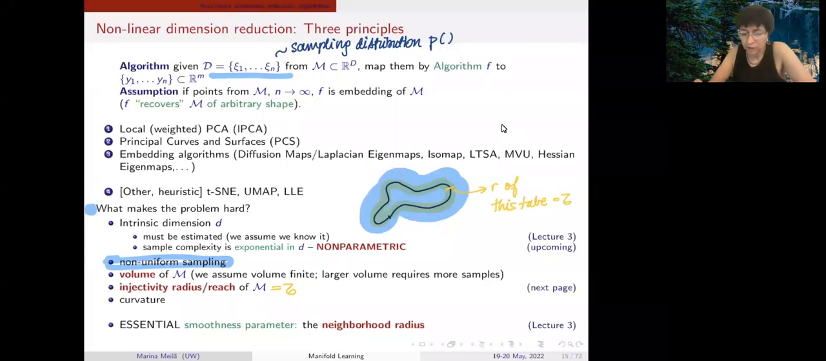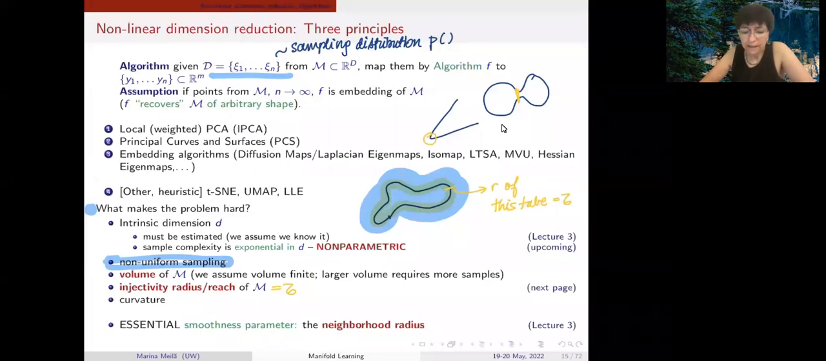And notice that a small injectivity radius can happen in two ways. Either because the manifold comes close to itself, like this, or because the manifold has very high curvature, like this. So here again, the injectivity radius is small.